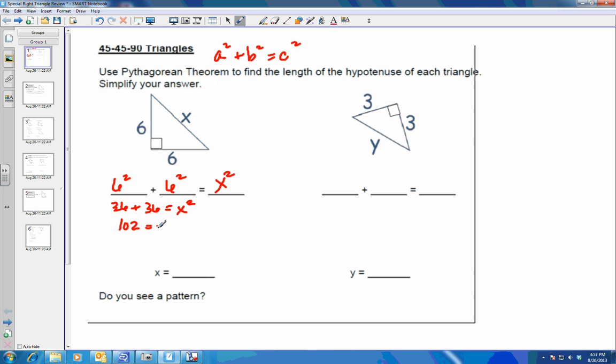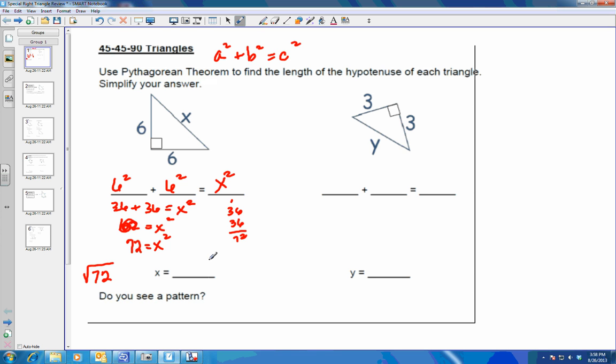102 equals x squared. It's not 102, 36 and 36. It's 72, a little different there. 72 equals x squared. And then to find x, I need to take the square root of 72. And we don't want a decimal, we want the exact answer.